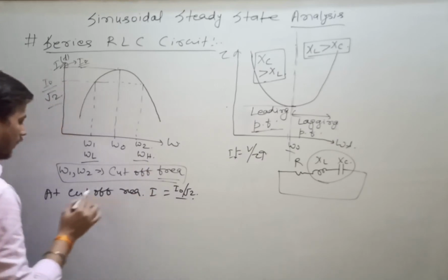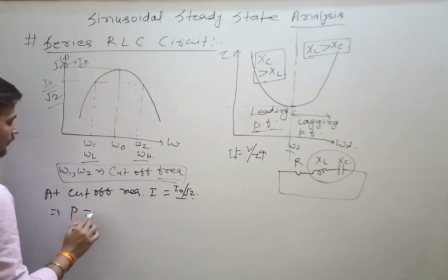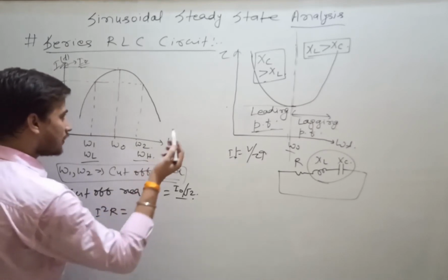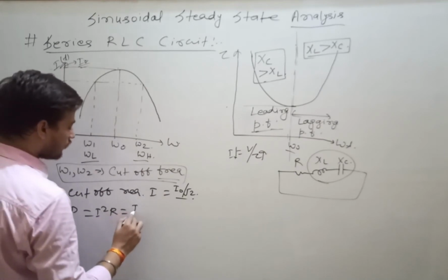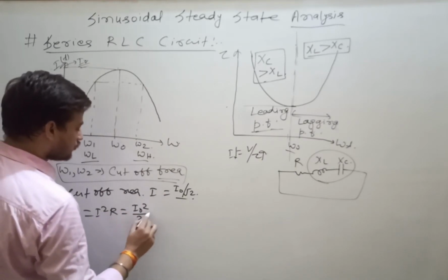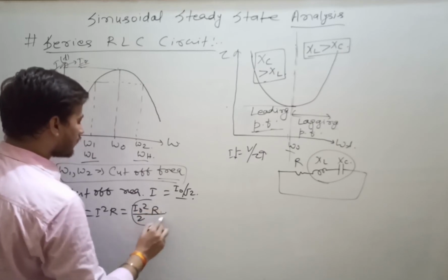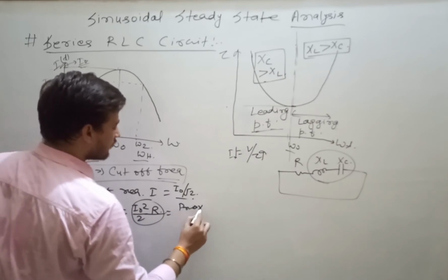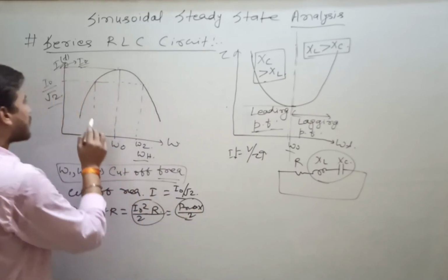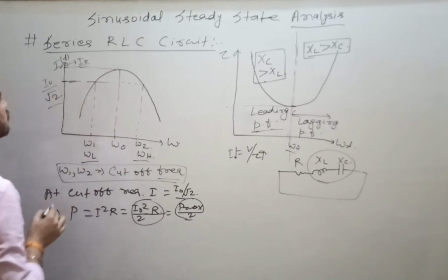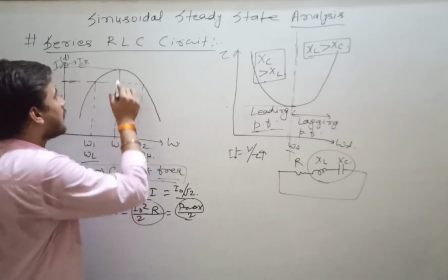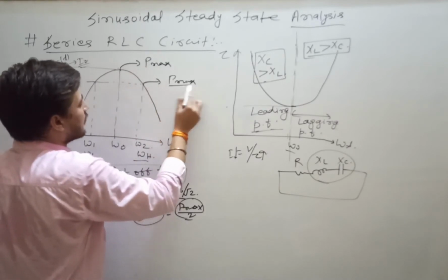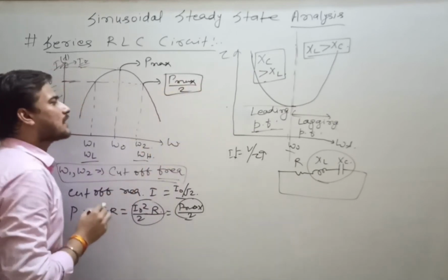It means what? It means at cutoff frequency power will be equal to how much? Power is nothing but I square into R. So here the active power dissipated will be I naught square divided by 2 into R, that is I naught square R divided by 2. That means the power will be P max divided by 2. Here you are getting P max and here the power is P max divided by 2.